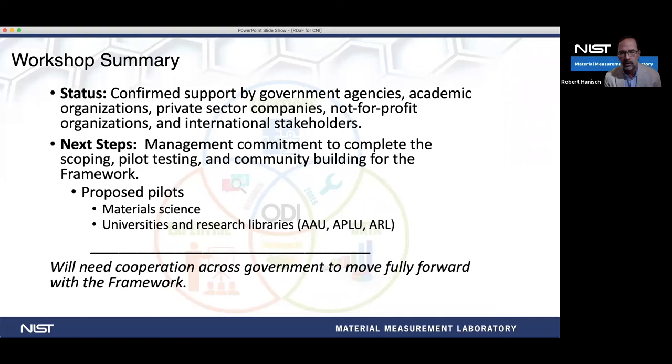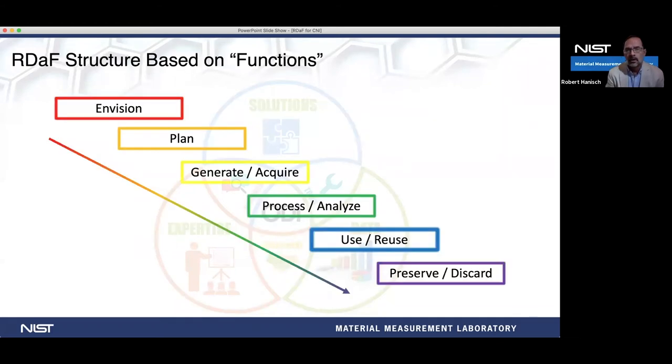Also, we have reached an agreement just in the past 2 weeks or so to work very closely with the AAU, APLU, and ARL, because they have already engaged in building a guide to the research landscape within their community. And again, we want to build on that, capitalize on that, and work collaboratively together to really flesh out the research data framework. But we're looking for cooperation across government and across other organizations to really move forward with the entire framework. The framework itself is based on functions.